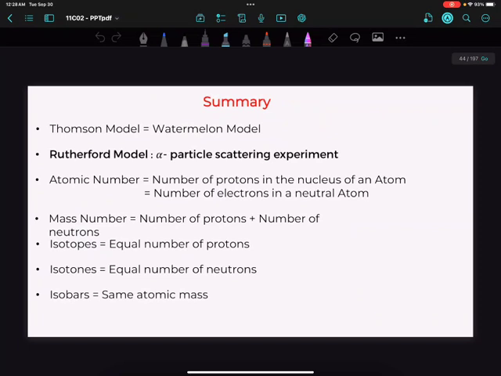So up till now we learned about Thomson's model, which we explained with the watermelon model. Then we came across the Rutherford model, that is the alpha particle scattering experiment. Then we learned about the atomic number, which is the number of protons in the nucleus of an atom. Then we learned about the number of electrons in a neutral atom, then what is atomic mass number, and then what are isotopes, isotones, and isobars.